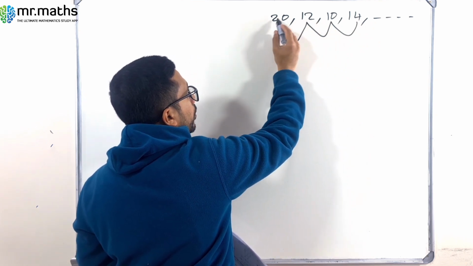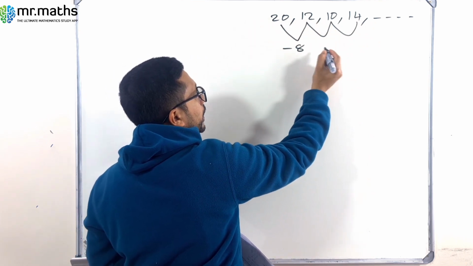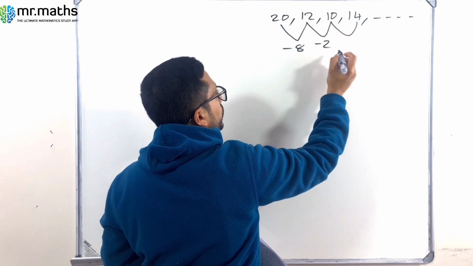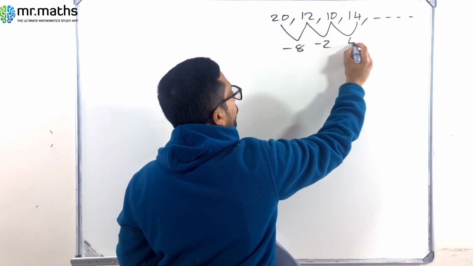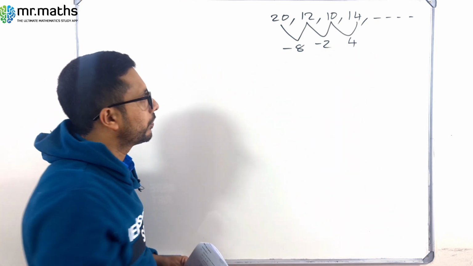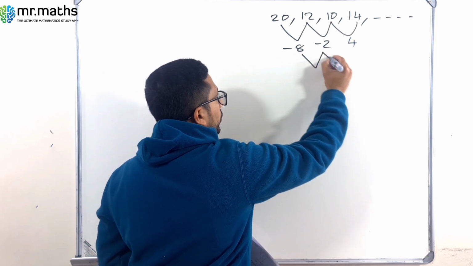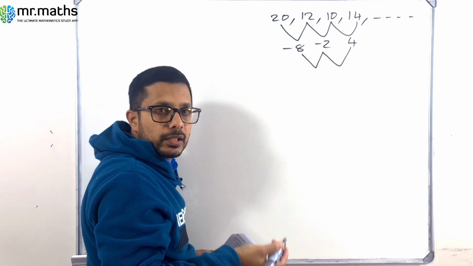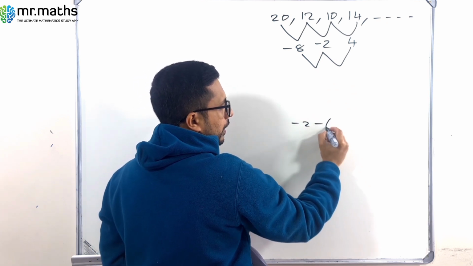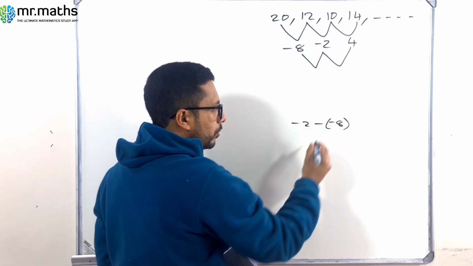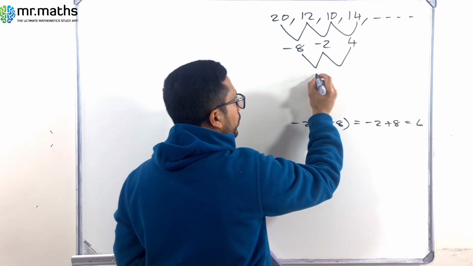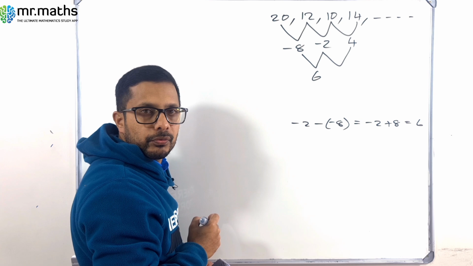T2 minus T1, 12 minus 20, that is minus 8. 10 minus 12, that is minus 2. 14 minus 10, that is 4. So that is the first difference. Now we have to find the second difference. In a quadratic sequence, second differences are the same, so we are supposed to get the same number here. Minus 2 minus minus 8, so this one is minus 2 plus 8. So it is 6. So here the second difference is 6.